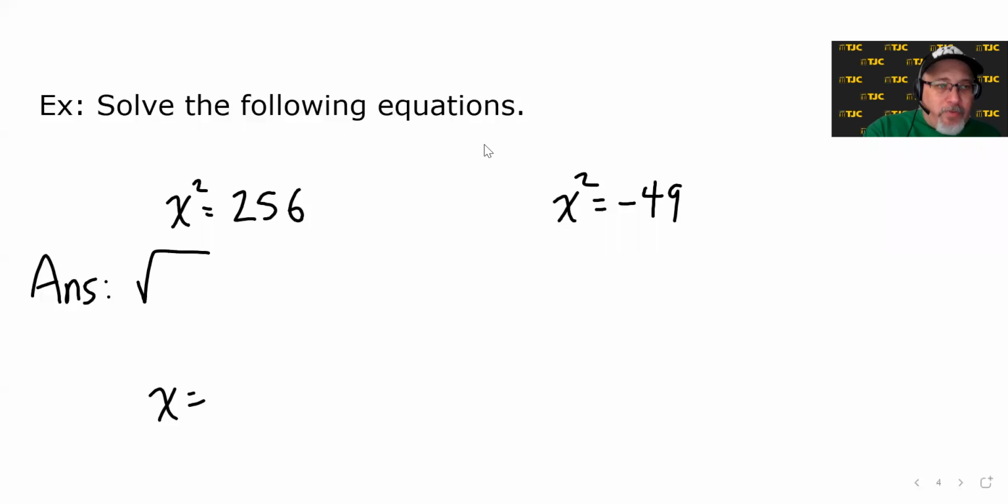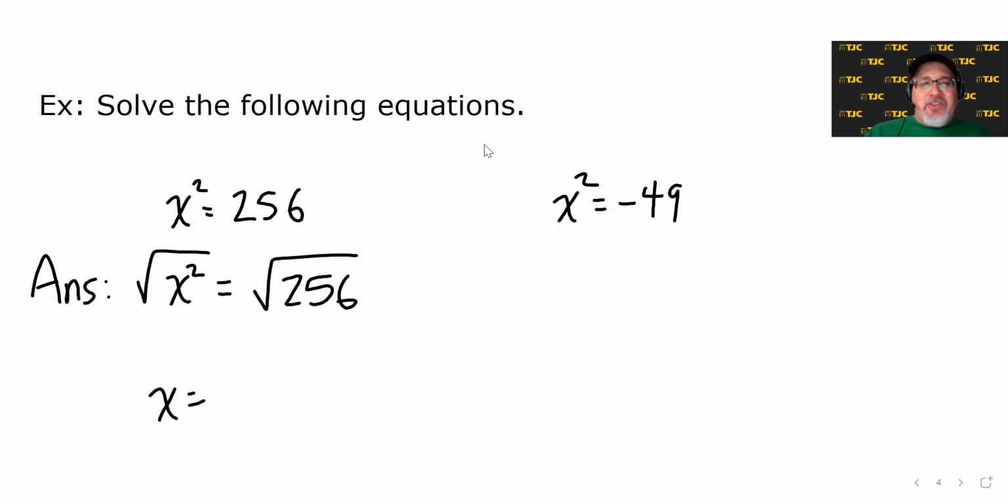So let's put a square root on both sides of the first equation to get the square root of x squared on the left, the square root of 256 on the right. On the left side, you cancel the square. I think I'm going to put that in red in a smaller font size. But that's what you do on the left side. You cancel the square, or whatever side the square is on. Cancel the square. But on the right side, we have to use plus minus.